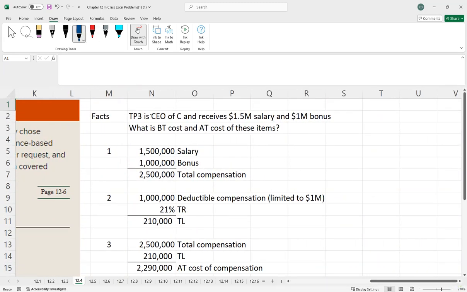Right, so hey, we have Elon Musk. He's our CEO. That's great. We pay him 1.5 in salary and 1 in bonus, so all in, we're paying him 2.5 million. The idea with this though is because he's a covered employee, we're going to cap that at 1 million.